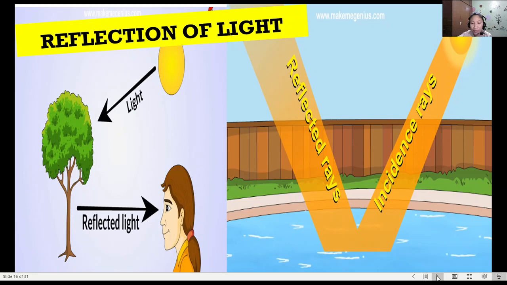Another example, yung sa swimming pool. So, incident rays, and then magbabounce off. So, equal sila, no? Kung nakita natin sa structure, they are equal. So, mag-give off siya ng reflected rays, and then kung sino man yung nakatayo dun sa gitna, makikita niya yung image niya.